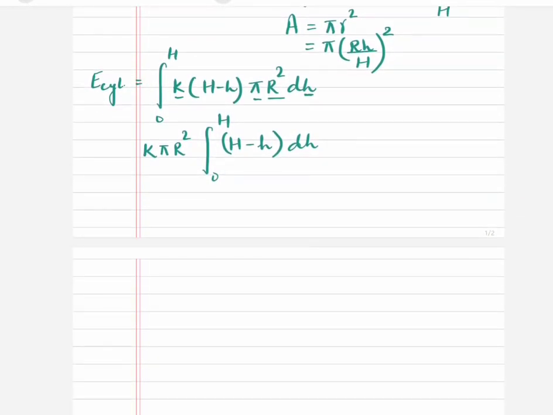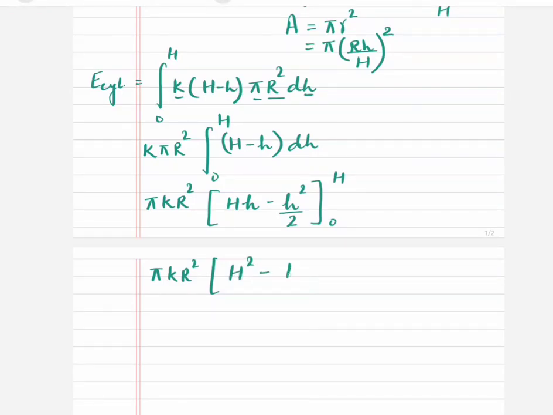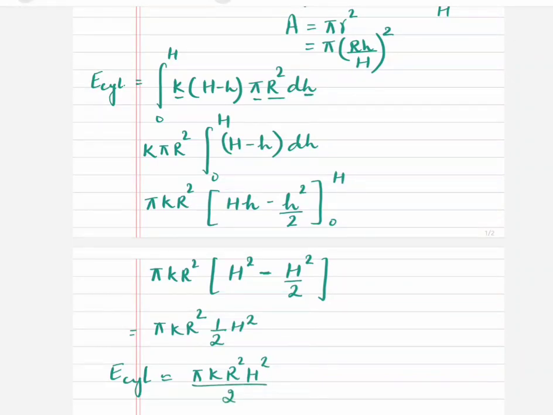So now if we integrate further, let's write that pi k R squared. That just looks better. H when integrated will give you capital H small h minus h square over 2, from 0 to H. First you put H, so it becomes H square minus H square over 2, and when you put 0 it's going to become 0. So now after solving it, we have pi k R square times (H square minus half of H square), which is going to give us half of H square. So E for cylinder is equal to pi k R square H square over 2.